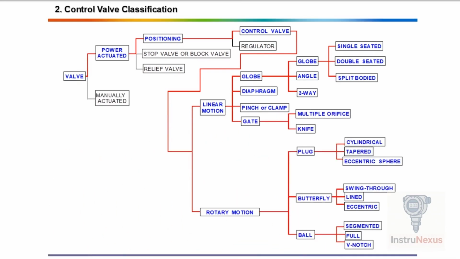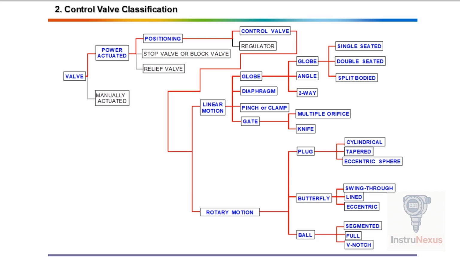Rotary motion valves operate with a quarter-turn motion. Examples: the plug valve comes in cylindrical, tapered, and eccentric sphere types. The butterfly valve includes swing-through, lined, and eccentric varieties. The ball valve can be full, segmented, or V-notch types for control applications. Regulators are a special type of control valve that self-adjusts to maintain a set pressure level without external control signals.